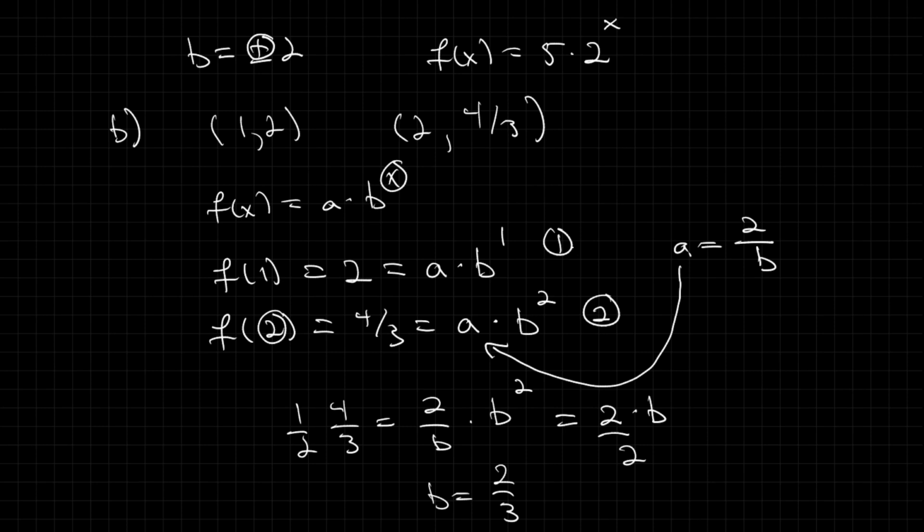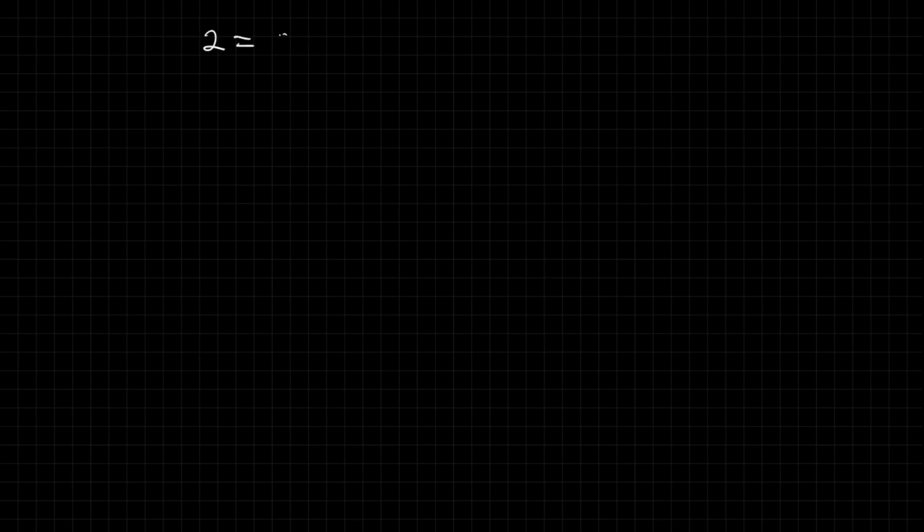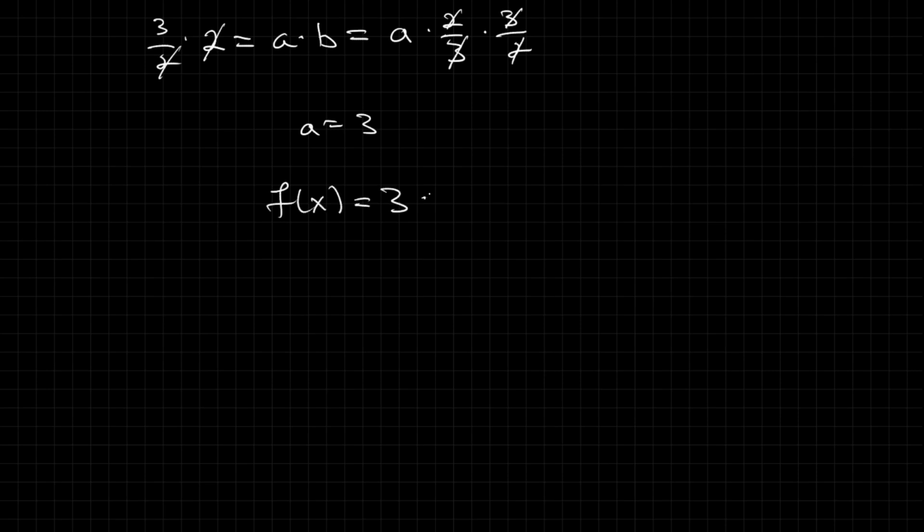So b is 2/3. So going back to what equation 1 says, it says that 2 is a times b. So 2 is equal to a times b, and b is 2/3, so 2 is a times 2/3. So I can multiply by 3 on both sides and divide by 2 on both sides to get rid of the 3 here and the 2 here, and I get that a is equal to 3/2 times 2. The 2's cancel, and I get a is 3. So that means that my function, f of x, is 3 times (2/3) to the x power.